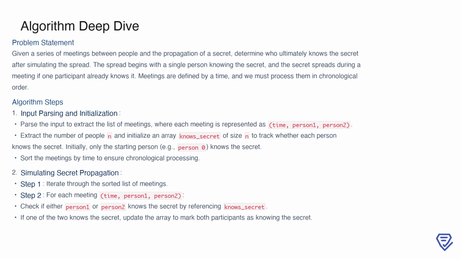We begin by parsing the input to extract the meetings, where each meeting is represented as a tuple of time and the two participants involved. We also initialize an array, knows_secret, to track who knows the secret, starting with the original holder, usually person 0. Then, we sort the meetings by time to ensure proper simulation. Next, the secret propagation is simulated by iterating through the sorted meetings. For each meeting, we check if either participant already knows the secret, and if so, we update the array to reflect that both participants now know it.